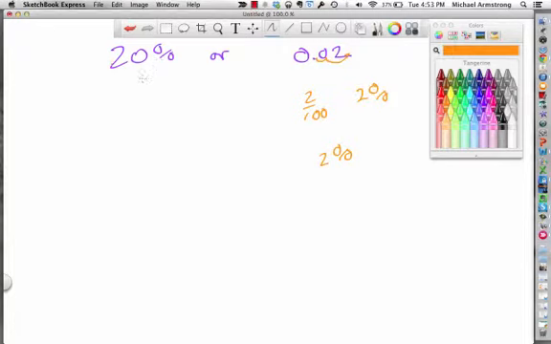Or you could change 20% to a decimal, which would be moving that over here. So it would be 0.2 or 0.20. Obviously, that's bigger than this. Other way would be to change it to a fraction. 20% is 20 out of 100. And you can see that that's bigger than 2 out of 100. All right, so that's kind of what you're doing. You're just looking at changing things around.